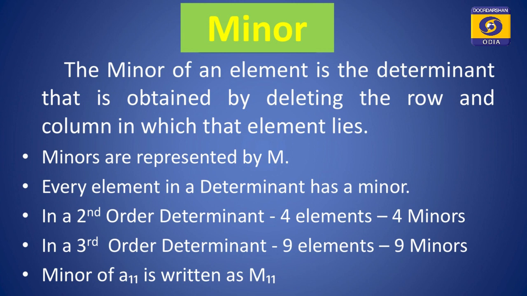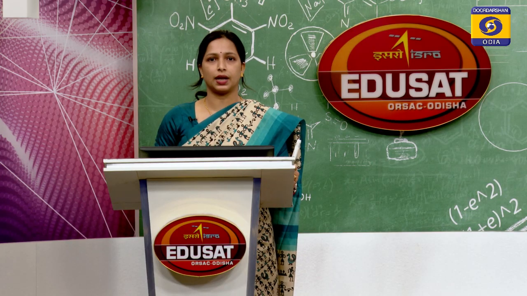Minors are represented by M. So, if we have to find the minor of, let us say, A11, we use M11. M11 signifies that we are finding the minor of the element that lies in row 1 column 1. Every element in a determinant has a minor. In a second order determinant there are 4 elements, so 4 minors, and in a third order determinant there are 9 elements, so 9 minors. Like I already said, the minor of A11 is written as capital M with subscript 11. Now, let us go to the next slide.